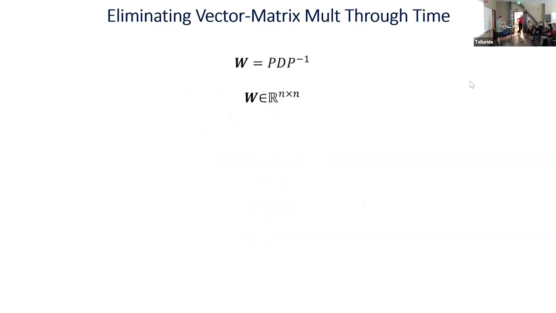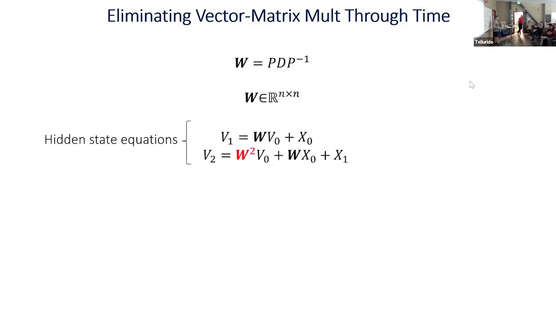So almost every square matrix can be factored into the product of an invertible matrix P, a diagonal matrix D, and the inverse of the first matrix, P inverse. I swear this will be the only math-heavy slide, hopefully. Now, when you multiply the matrix by itself, what's going to happen? So we've got our hidden state equations. We can expand W squared out, right? And we get that thing. I'm not going to read it out.